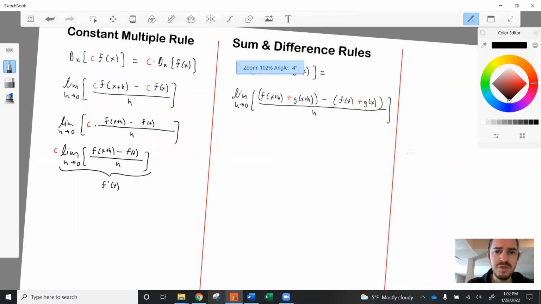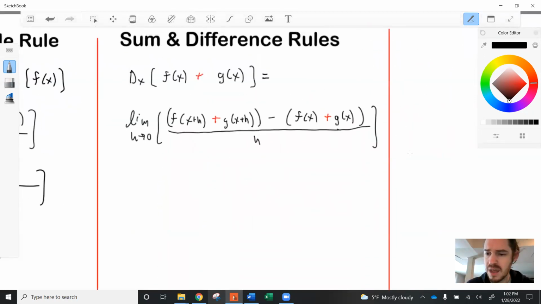Now, what if you have two functions added together? Start with adding, and then we'll also look at subtraction. So it's f of x plus g of x. Using this whole thing as your function, setting up the limit of the difference quotient would look like this. Here's the function applied to x plus h. Here's the function applied to x. We're subtracting. I have parentheses here that are very important. All over h.